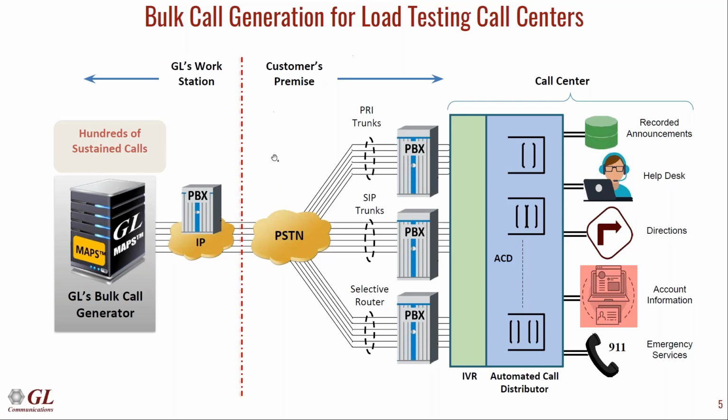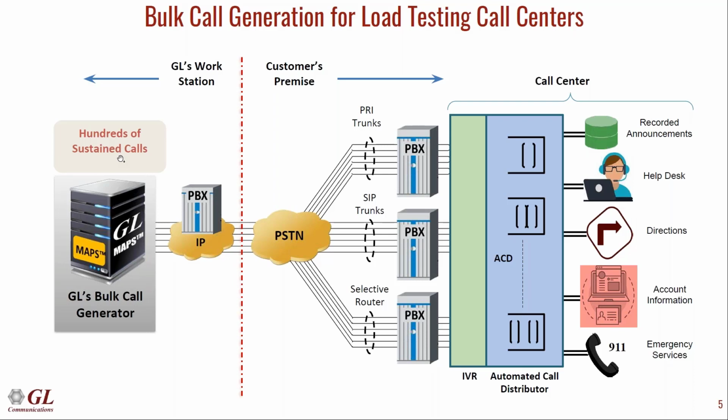Now, this is all on the customer side. What GL can do is basically from the cloud, with our own proprietary software and hardware, we can generate a large volume of calls from the cloud going out to the PSTN to test these call centers. So we can generate hundreds of sustained calls, and this is all customizable. So if you want to specify how many calls should be sustained, you can do that. You can tell us how many calls per second.